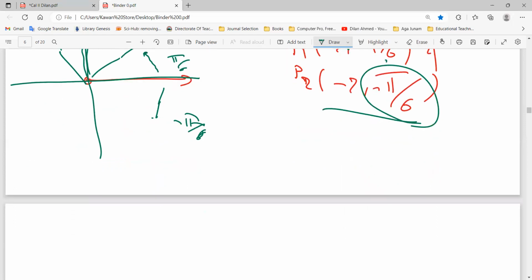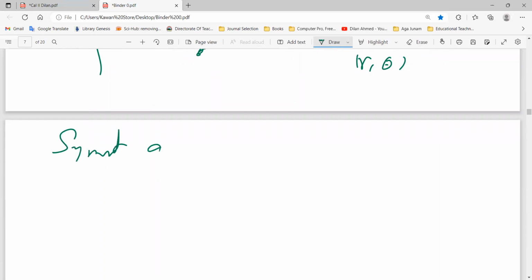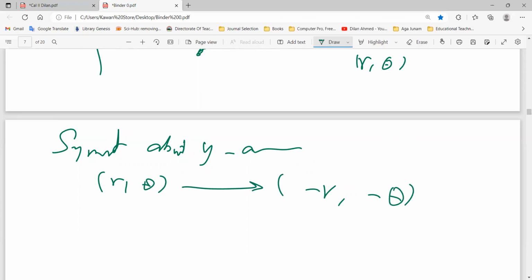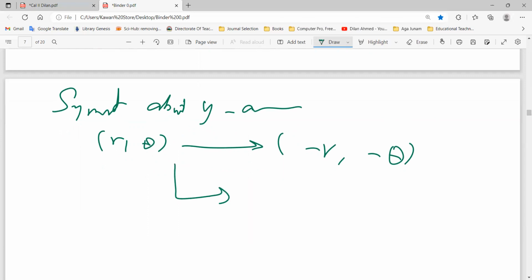So that's why generally we say, if I say symmetry about the y-axis, r theta changes to minus r, minus theta. Now you know what I mean. Minus theta, minus r changes to the second quadrant or to any point that I want. Or r theta is changed to what? Pi minus theta and r. So that one by changing r, that one by changing angle theta. Understood? Good.